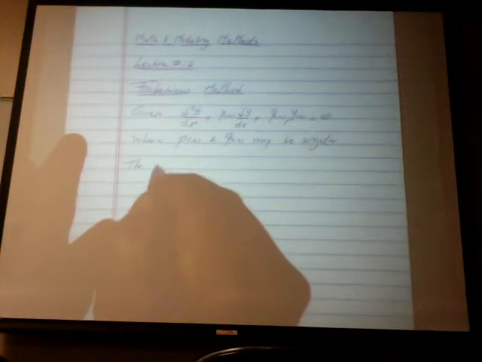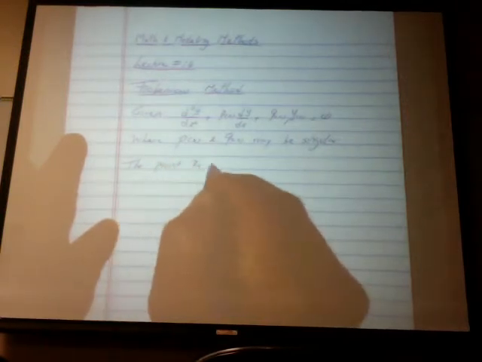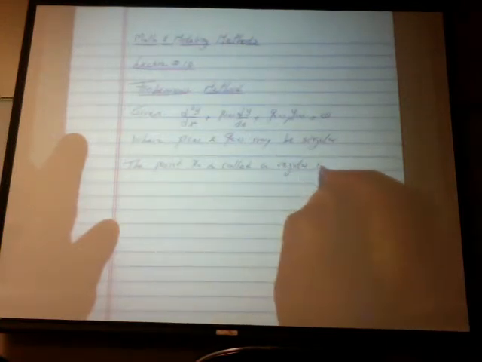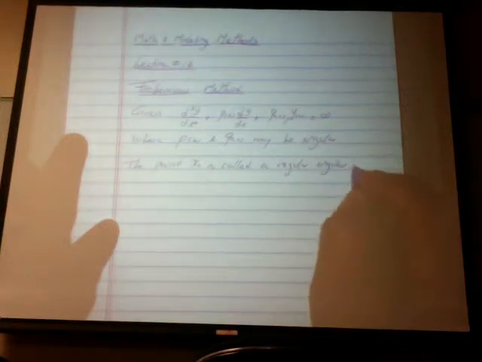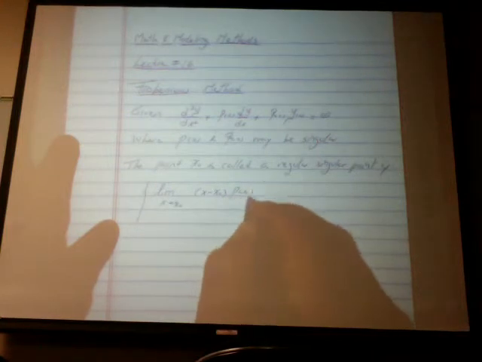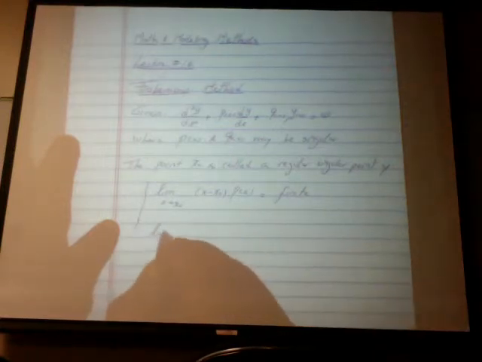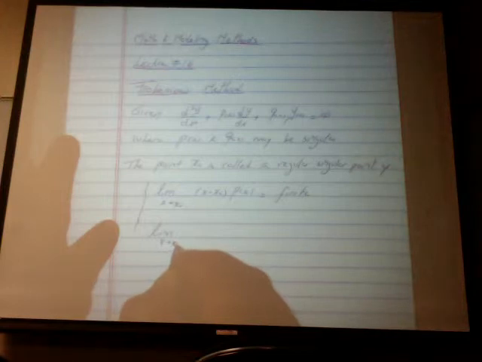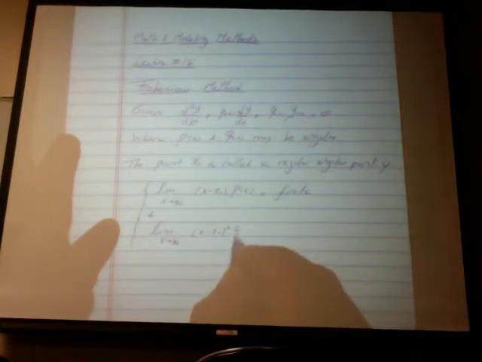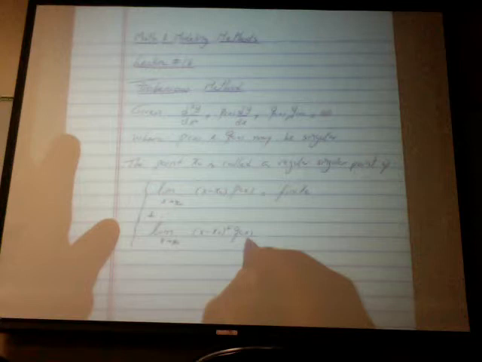The point x0 is called a regular singular point if the limit when x goes to x0 of x minus x0 times p of x is finite, and if the limit of x minus x0 squared times q of x is finite. Okay.